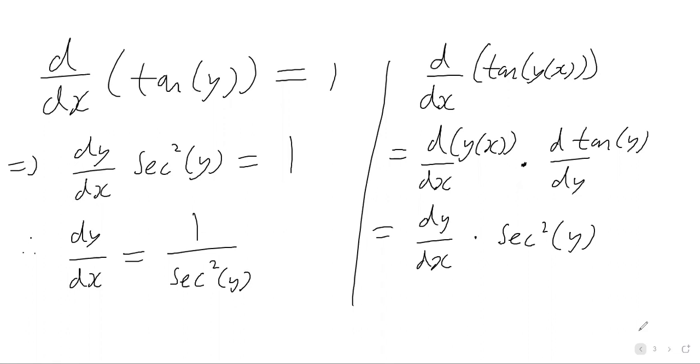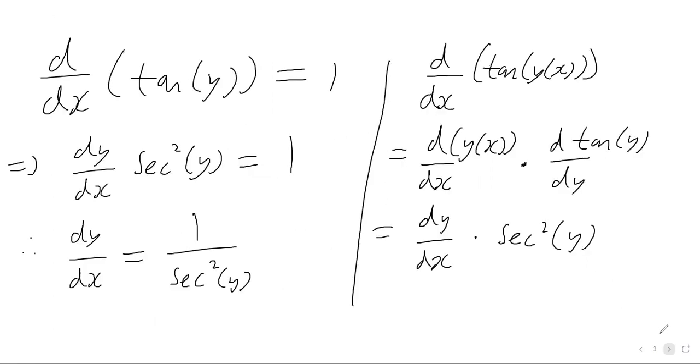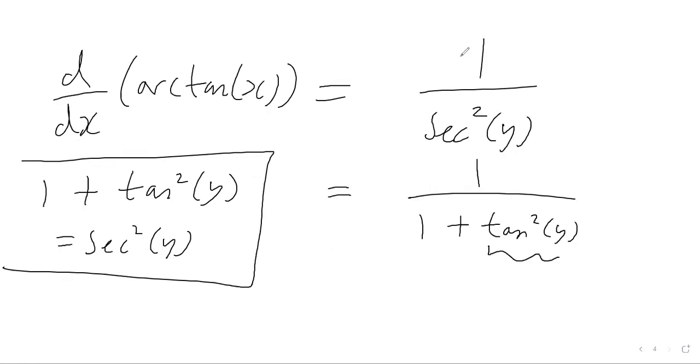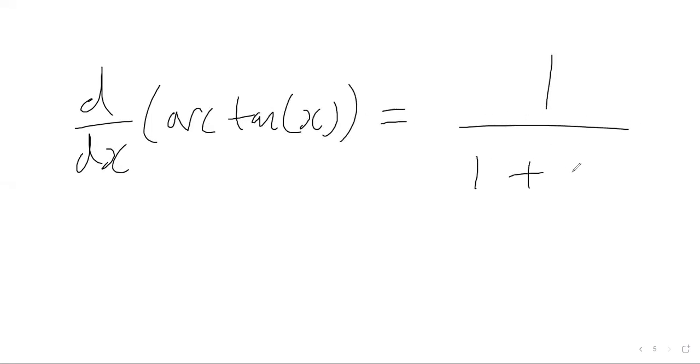If we go back to one of the previous slides, tan of y equals x. So tan squared of y equals x squared. So this here is just x squared, giving 1 over 1 plus x squared. And so in conclusion, d by dx of arctan of x is just 1 over 1 plus x squared. And that's it.